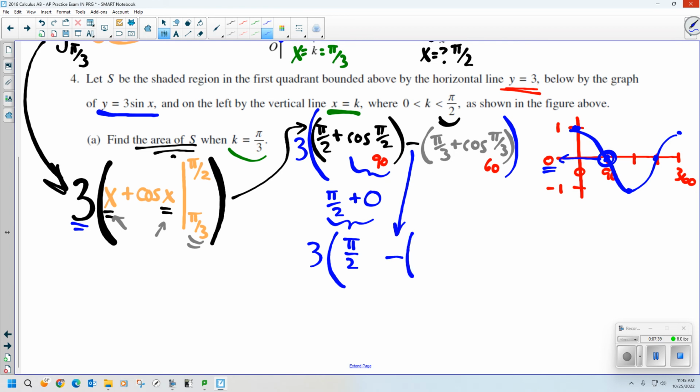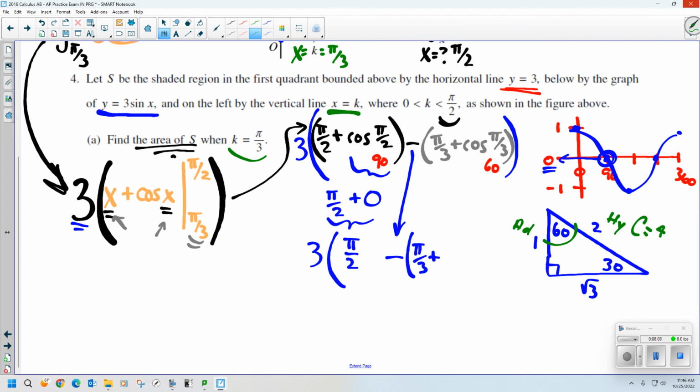all right, pi over 3 plus the cosine of 60. This is where it helps to know your special triangles. And again, some of you guys might know the unit circle, and that's fine. I just do it this way. My sides are 1, radical 3, and 2. The cosine of this angle is adjacent over hypotenuse. So it's 1 over 2. So cosine is adjacent over hypotenuse, which in this case is 1/2.